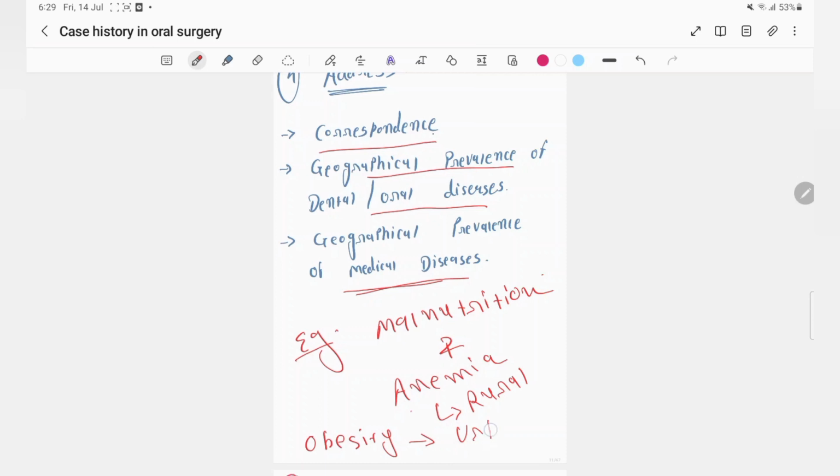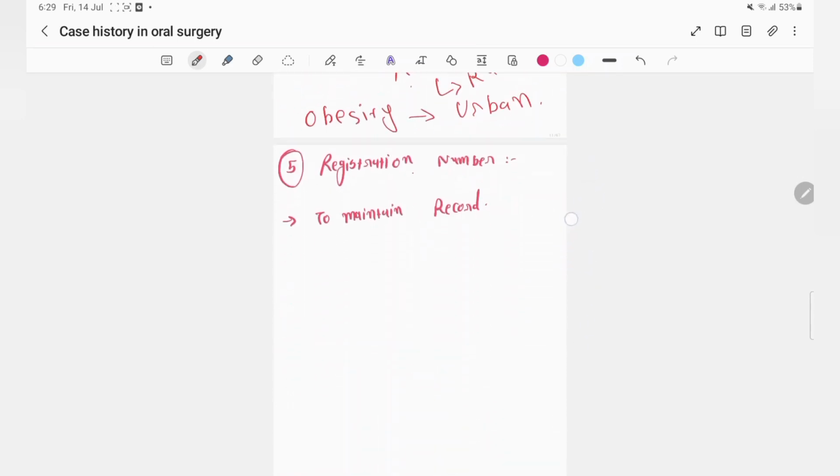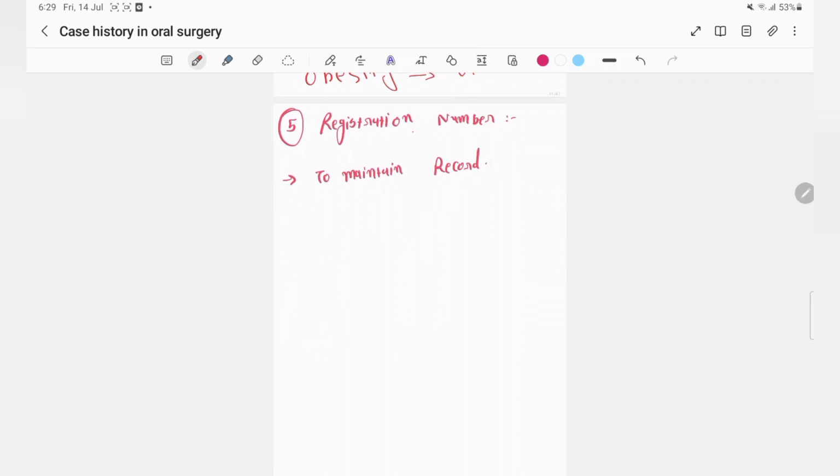in rural areas, where you will find obesity in urban areas. Okay, after this, moving to registration number. It will help to maintain accurate records, right? Especially when you are dealing with patients who have similar names. So, whenever a patient visits you and you type this registration number in your computer, you can see all the past treatment and future treatment plans for these patients.